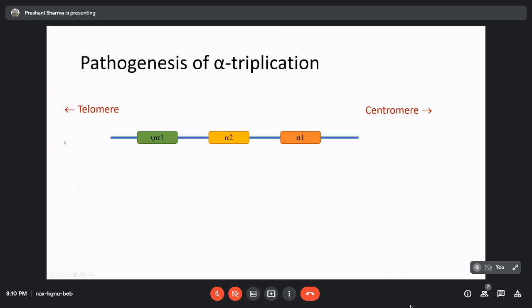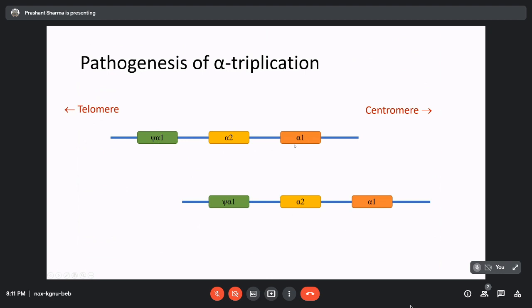So remember, on our chromosome 16, we had all those pseudo alpha genes. The closest was psi alpha 1, and then we had the alpha 2 and alpha 1 globin genes. Okay, and this is the arrangement from telomere to centromere, 5 prime to 3 prime. So what happens is that during meiosis, the opposite chromosome 16 is going to pair up or align itself to the partner chromosome 16, because they now have to undergo exchange of genetic material. So let's assume that this is the paternal chromosome 16, and this is the maternal chromosome 16, in a cell that is about to undergo meiosis.